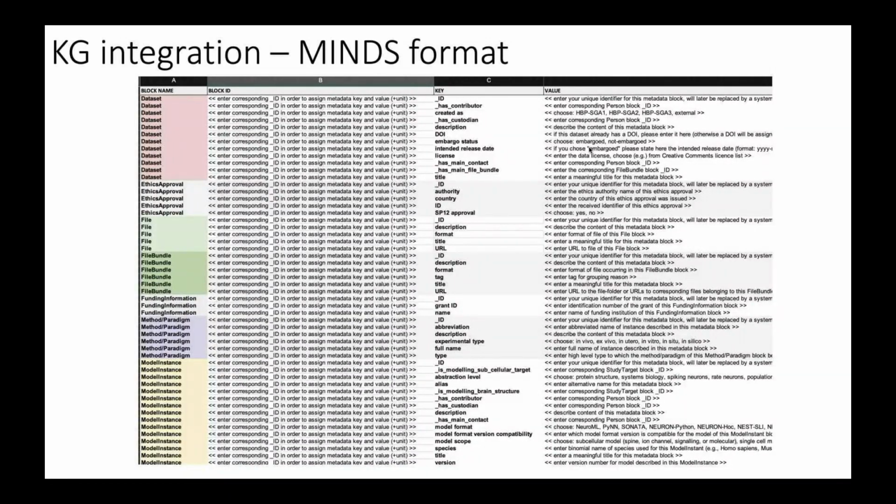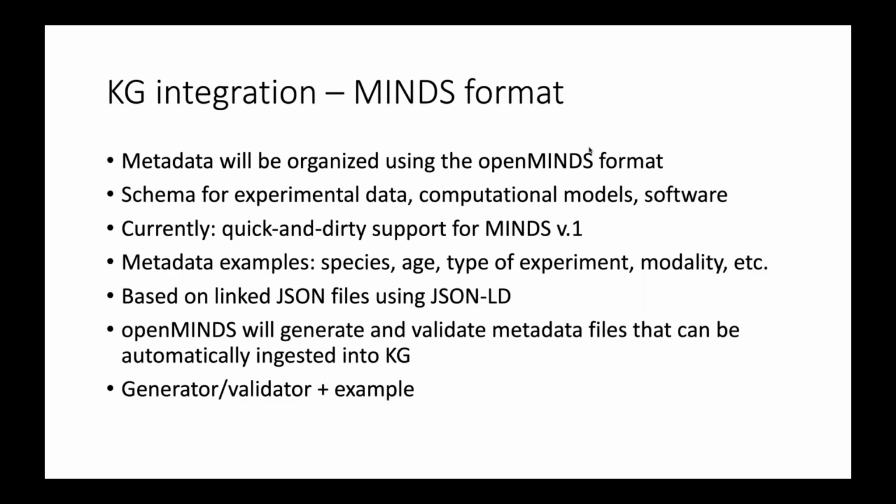And basically what we provided until now is an automatic way to fill up these different fields. But the better way, which will come soon, is the new openMINDS format, which is close to being released. So this is a really exhaustive schema for experimental data, computational models, and software. And this is based on JSON files, and these JSON files are linked by JSON-LD schemas.